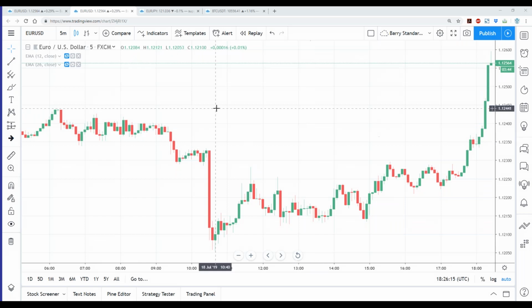So let's go back to my PowerPoint and let's figure out how to construct the candlestick and how to construct the bar, so you understand what makes them up.